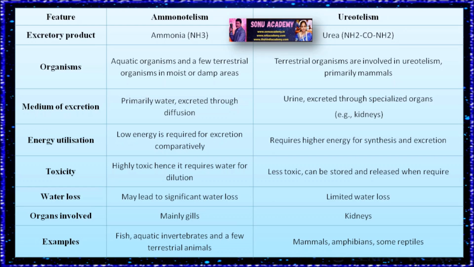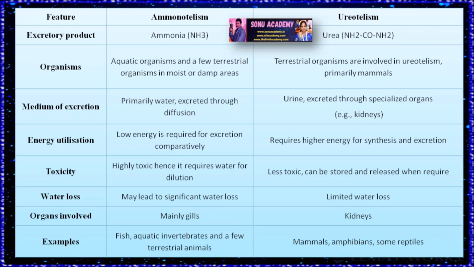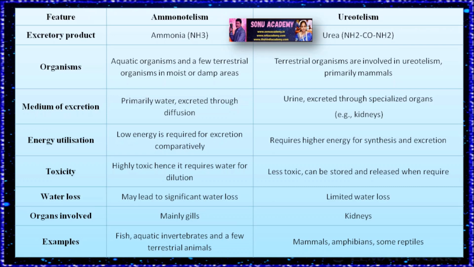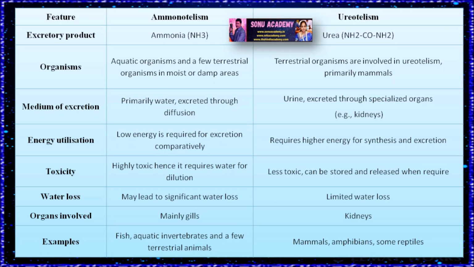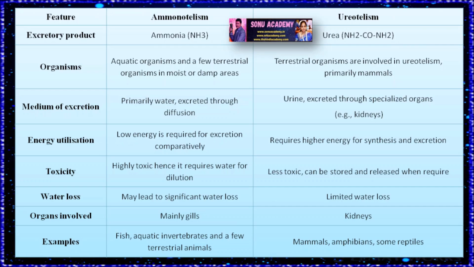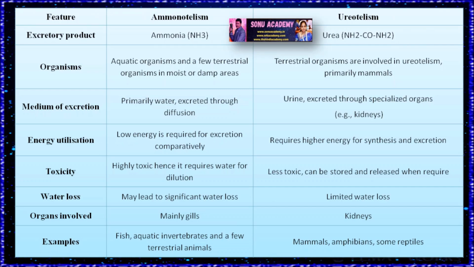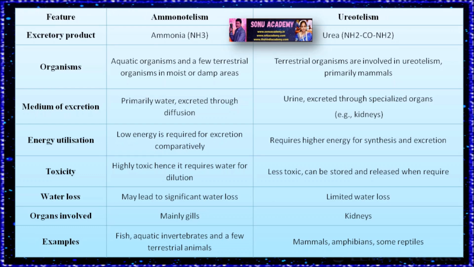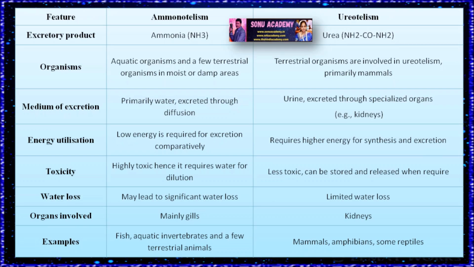Next, energy utilization: in ammonotelism, comparatively low energy is required for excretion. In urotelism, energy utilization is higher for synthesis and excretion. Then toxicity: in ammonotelism it is highly toxic and hence requires water for dilution, and in urotelism toxicity is lower and it can be stored and released when required.